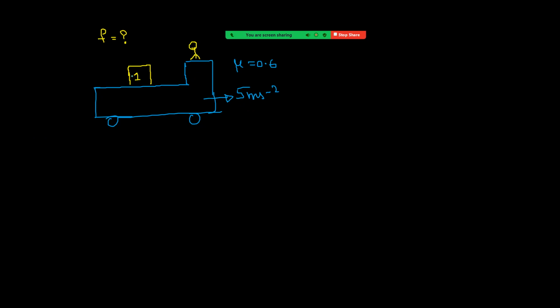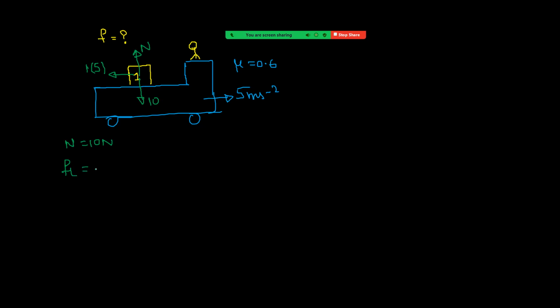Acceleration is on the right side, pseudo force is on the left side. That is equal to mass into acceleration. Mass is 1, acceleration is 5. Next, mg downwards, normal reaction N upwards. If you take g as 10, mg is 10 down. So first we got normal reaction, it is 10.